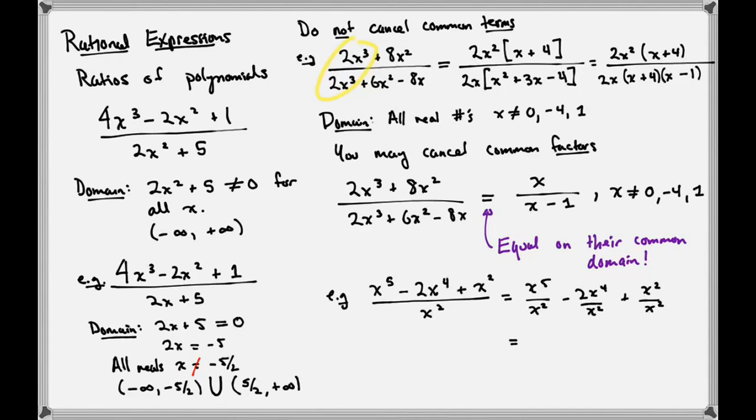So x to the 5th over x squared gives me x cubed, then minus 2x squared, and 1. And now we've simplified this, so it turns out that this rational expression is equal to this polynomial expression. But keep in mind, they're equal on their common domain. This one, you're not allowed to plug in x equal to 0, where in this one you can. So this equality is only valid for x not equal to 0.